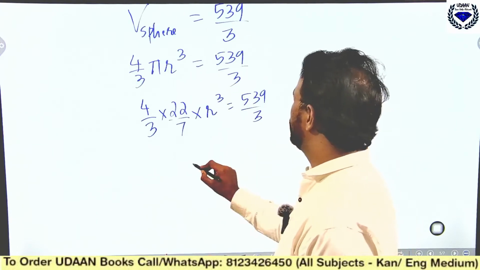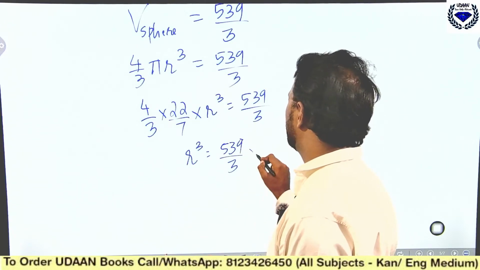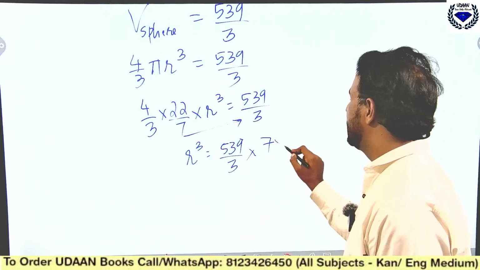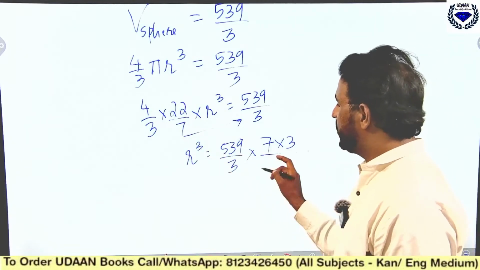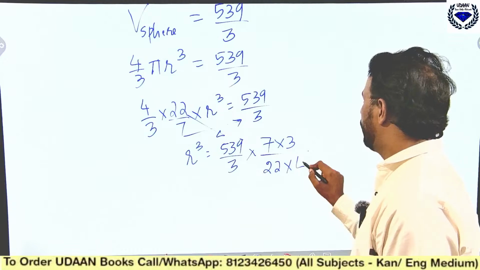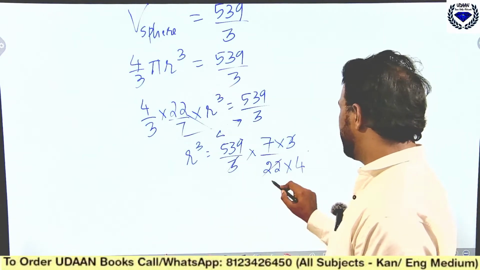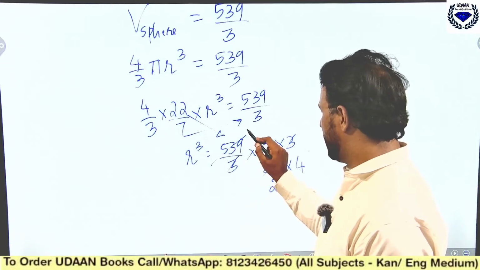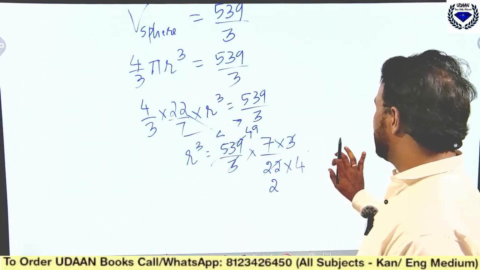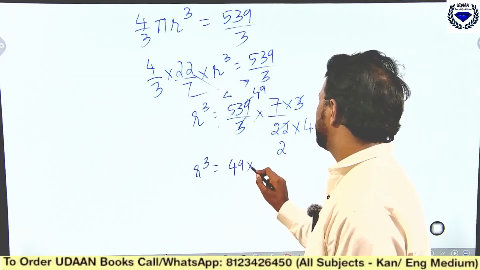Now what should you do? R cube is equal to 539 by 3 into 7. You multiply, because this denominator will go to the numerator. 7 into 3, then 22 and 4. The numerator will come down, 22 into 4. So how to start? 3 and 3 will get cancelled. 11 2s are 22. 11 4s are 44. Then 9 will remain. 11 9s are 99. So you will end up getting R cube is equal to 49 into 7.